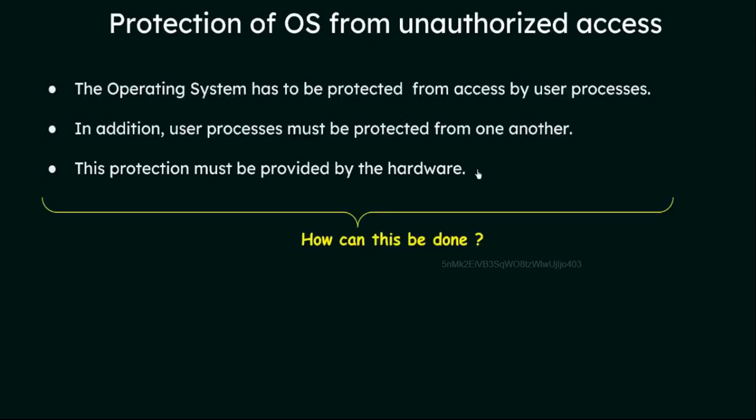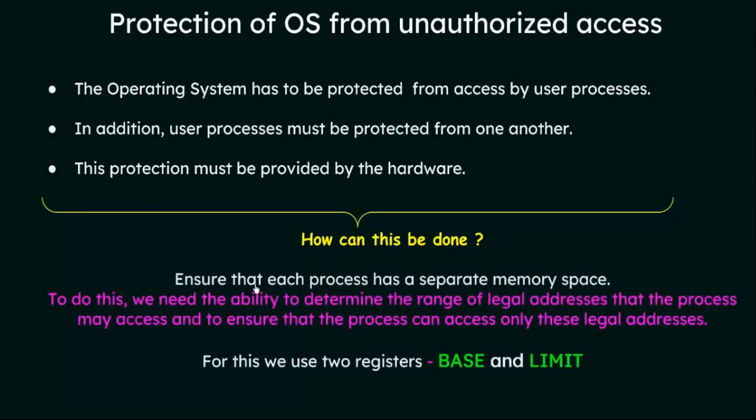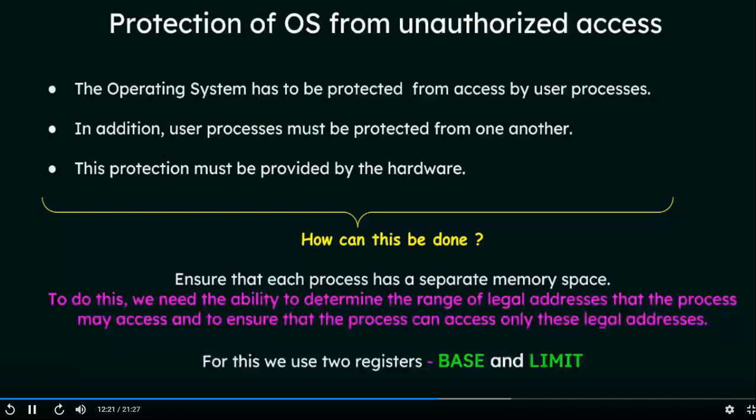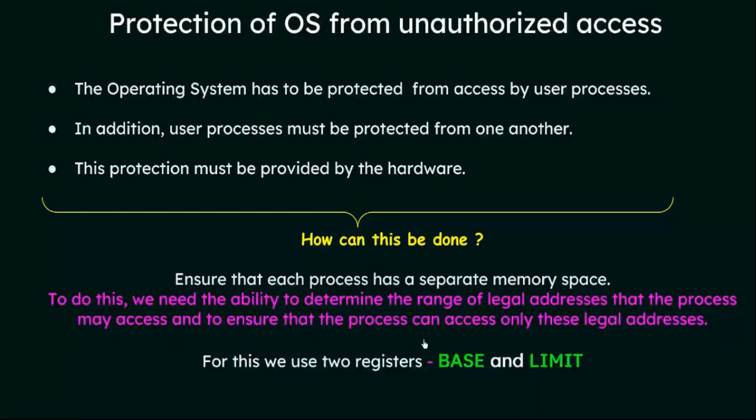Okay, now the question is, how can this be done? How can we accomplish this kind of protection? In order to do this, we should ensure that each process has a separate memory space. And to do this, we need the ability to determine the range of legal addresses that the process may access, and to ensure that the process can access only these legal addresses. So in order to achieve this protection, we need to ensure that every process has a separate memory space. Now, what do we mean by memory space?